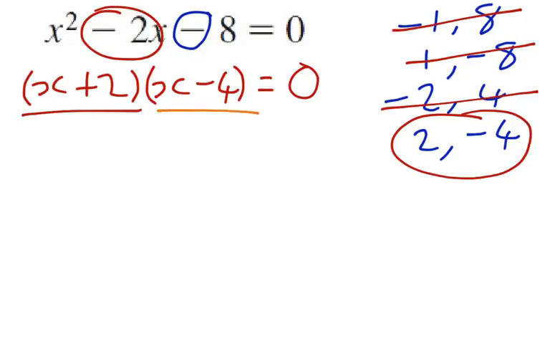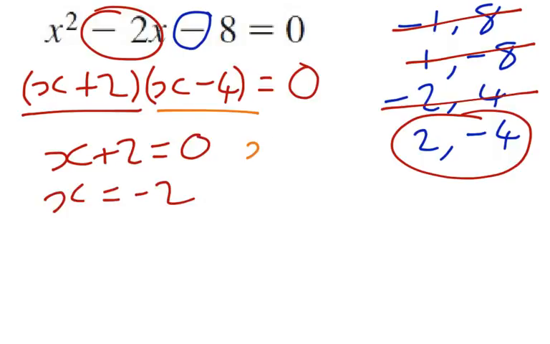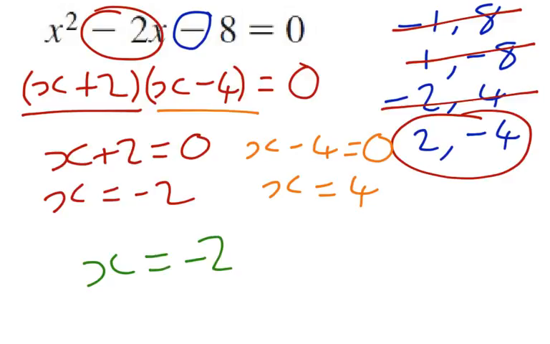We've got our two brackets once again, so we get x plus 2 equals 0 gives us x equals minus 2, and x minus 4 equals 0 gives us x equals 4. So our final answer is x equals minus 2 or x equals 4. And that's how we solve quadratic equations by factorising.